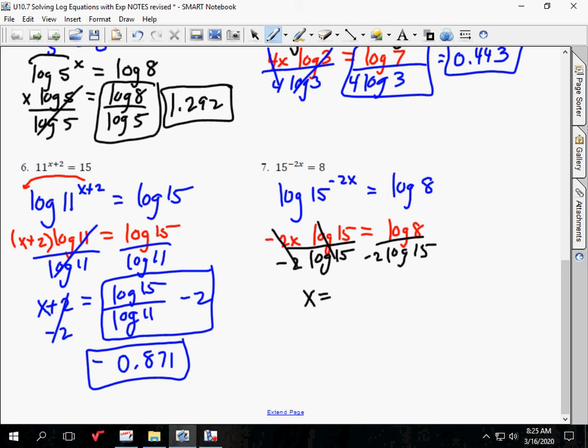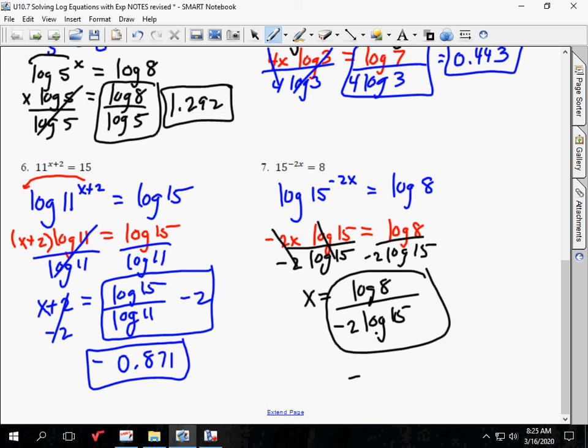So you divide by negative 2. All right, so log 8 over negative 2 log 15. All right, so let's go ahead and put that in the calculator. So again, you can do this as 2 separate problems. Do log 8 divided by log 15, hit the equal sign, then just directly hit divided by, and then negative 2. All right, so that's going to be negative 0.384.